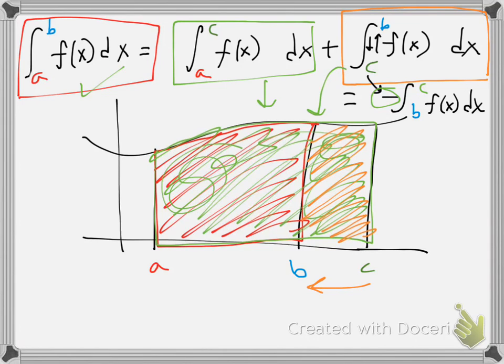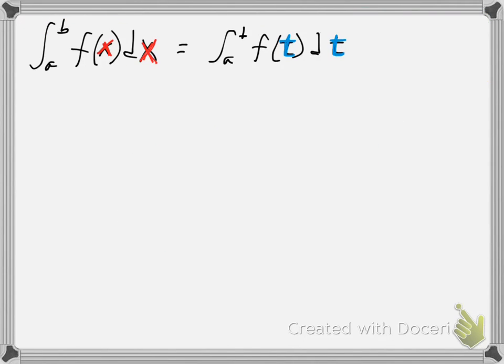You can subdivide an interval A to B and find the area from A to C and C to B and combine them. And finally, the last property, very simple. It does not really matter your variable of integration so long as you are consistent in terms of your function, whether it's f of x's, dx's, f of t's, dt's, the integrals are still the same.